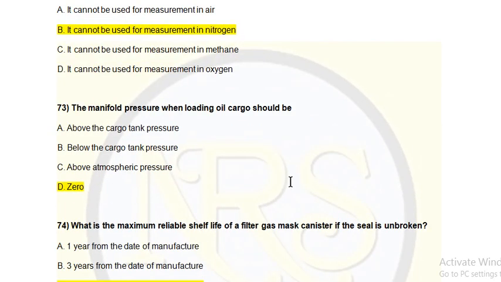Question number 73. The manifold pressure when loading oil cargo should be option A, above the cargo tank pressure. Option B, below the cargo tank pressure. Option C, above atmospheric pressure. Option D, 0. So the answer is option D, 0.